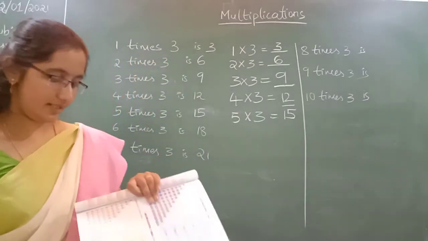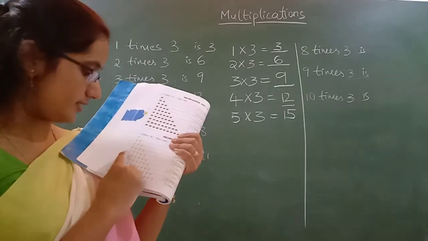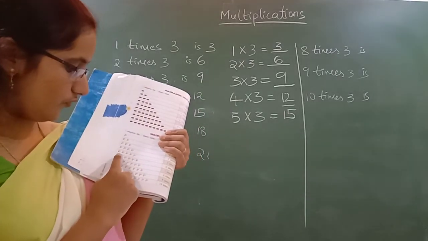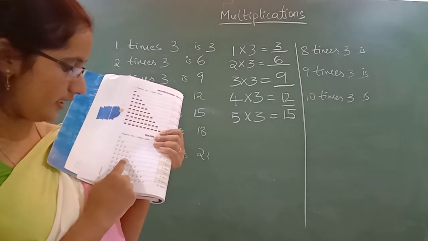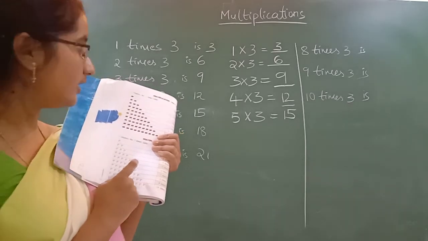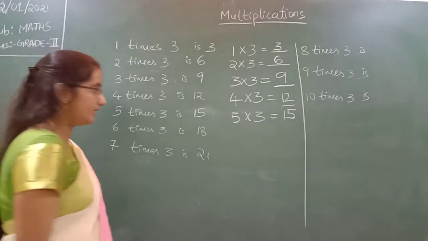Next, 6 times 3. Count how many times 6 times 3? What is the count? 1, 2, 3, 4, 5, 6, 7, 8, 9, 10, 11, 12, 13, 14, 15, 16, 17, 18. 6 times 3 is 18.